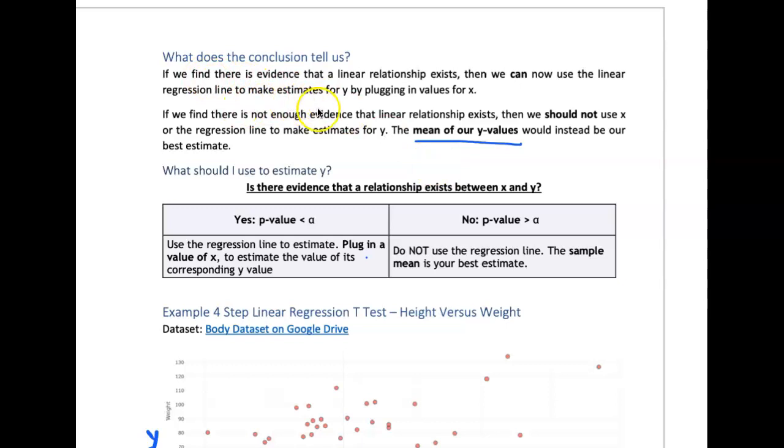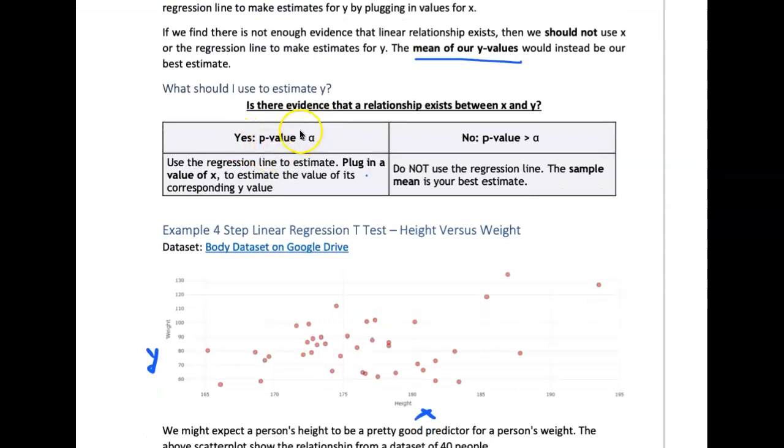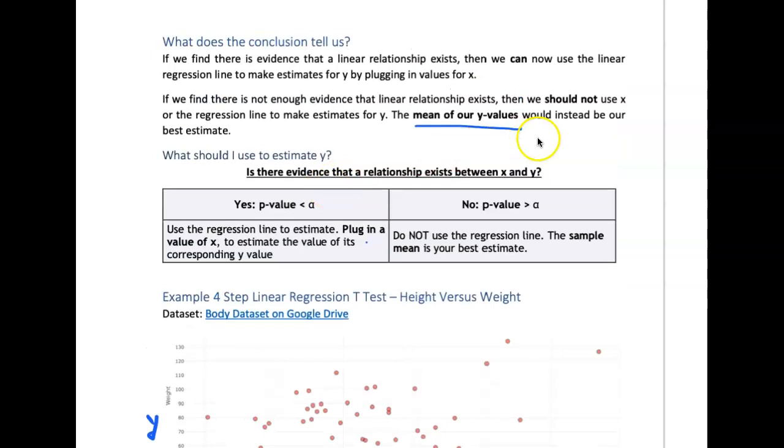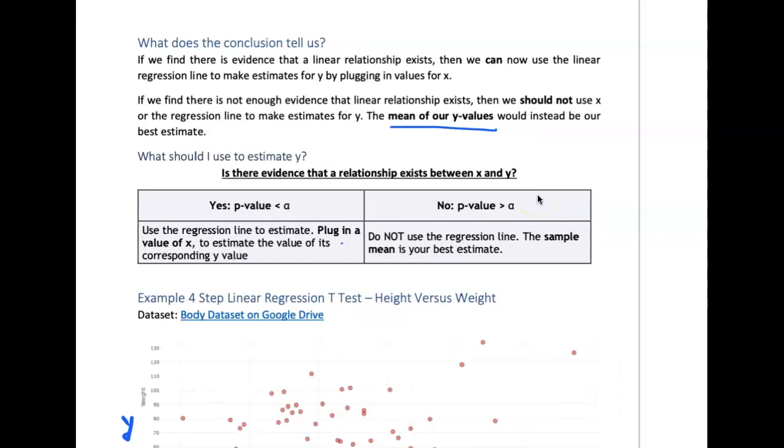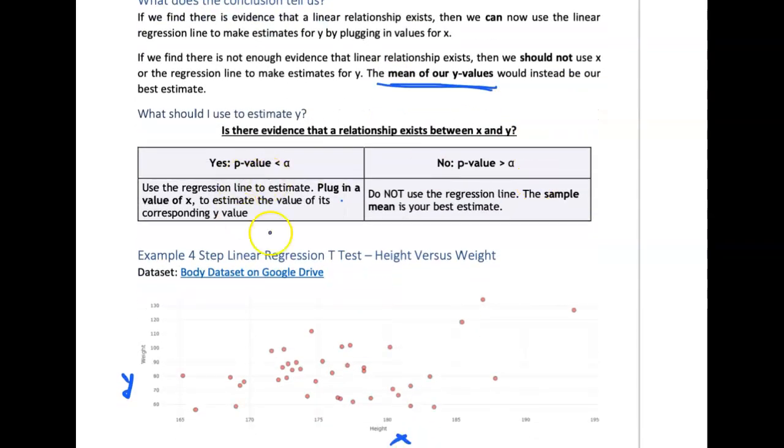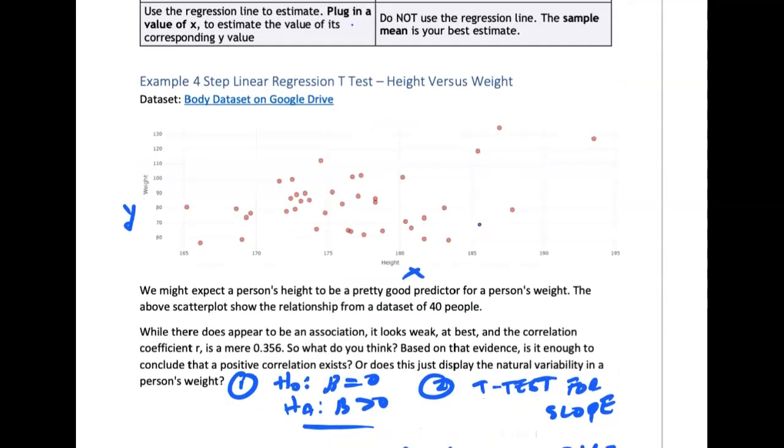ARDA-STAT will run the test for us. What does the conclusion tell us? Well, if we find there is evidence of a relationship, we can then for sure use that equation to make a prediction. So if the p-value is less than alpha, then we use the regression line. Now, how do we make a prediction if there's no relationship? This happens sometimes, but I still want to make a prediction. We use the mean of our y values instead of plugging into the equation. That means the equation is useless. If the p-value is greater than alpha, we just use the mean of all the y values.